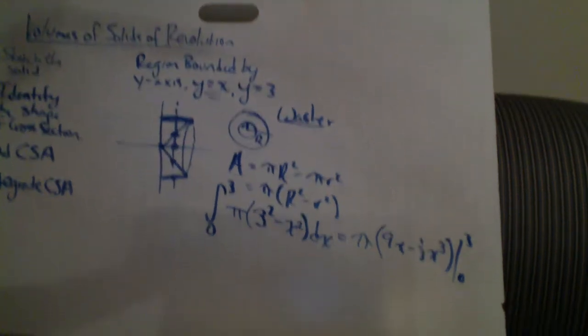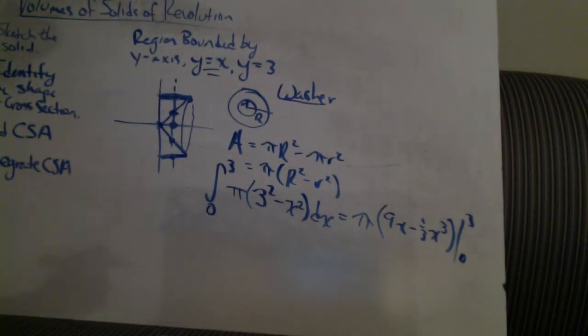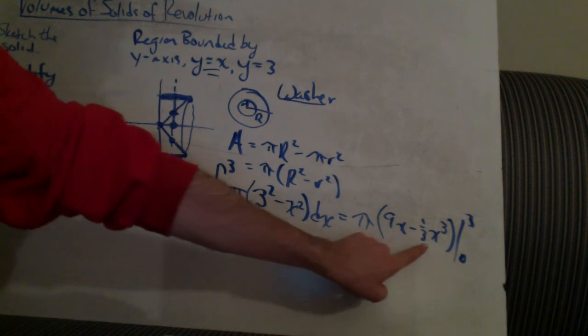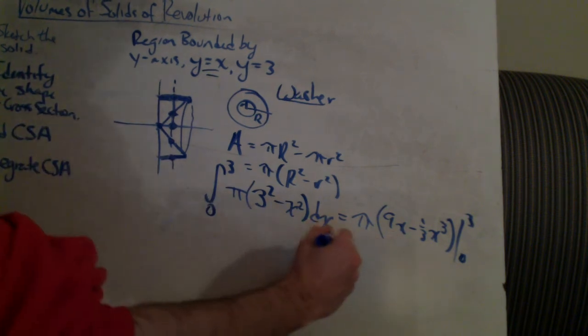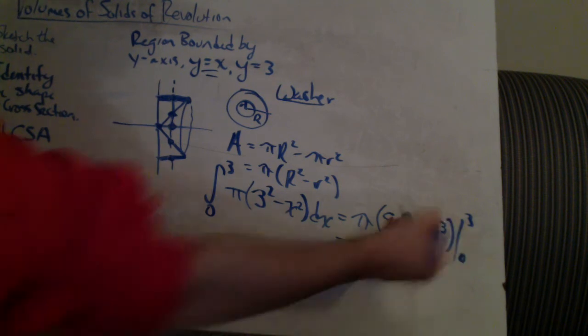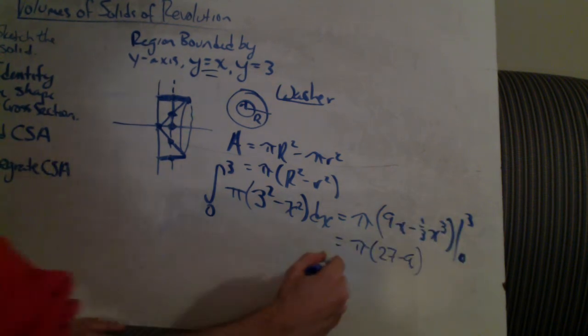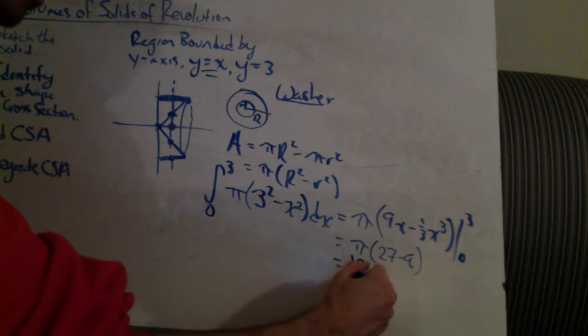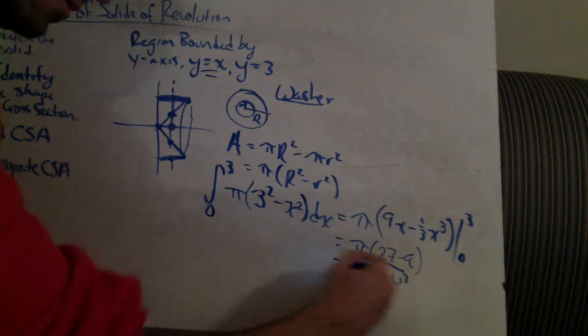And when I do that, let's see what I get. I'll plug in 3 for my x's. I'll get 27 minus 9. When I plug in 0 for my x's, everything cancels. So this is just going to be 18 pi, and it'll be units cubed.